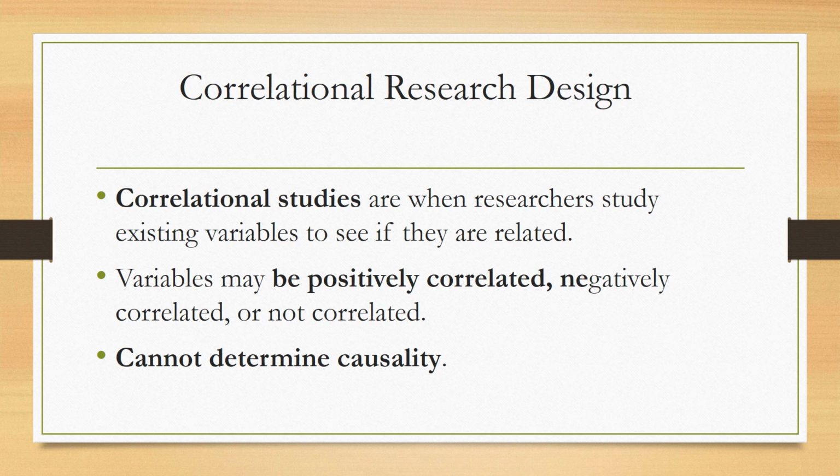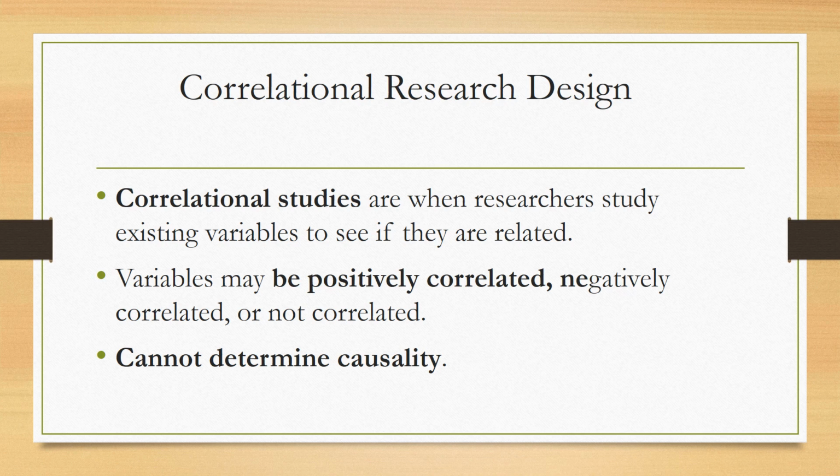Another type of research is called correlational. Correlational studies are when researchers study existing variables to see if they are correlated. So let's say you want to know if the amount that you read to a child influences his or her age at which they start talking. Well, you could study these two variables, the age at which they started talking and the amount they were read to, and see if one goes up, does the other go up?